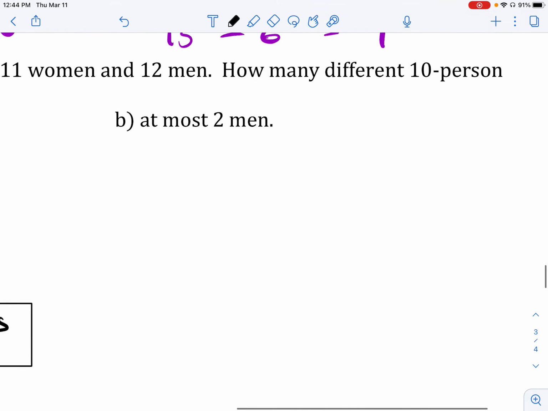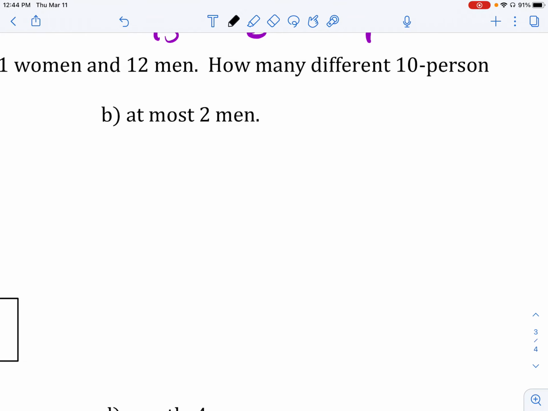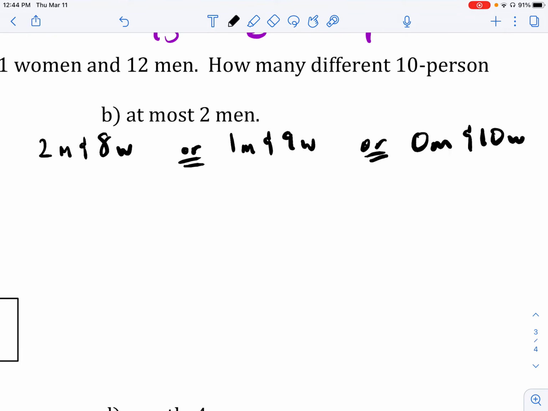Because in this situation here, there's actually a couple of scenarios. What you could have is you could have 2, and I'm just going to abbreviate here, 2 men and 8 women comprising your 10-person committee. Or you could have 1 man and 9 women, because the problem said at most 2 men. Or you could also have 0 men and 10 women that are available. The problem just asks for at most 2 men, so we want to consider all 3 scenarios here. So let's go through and calculate each one.